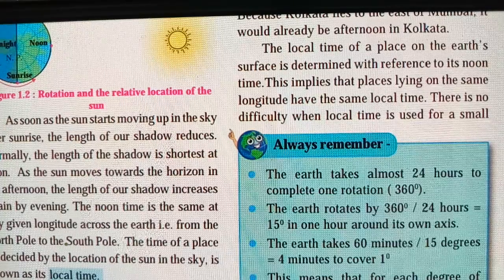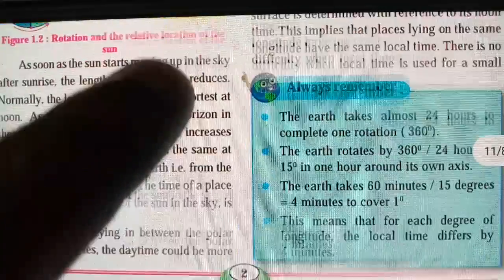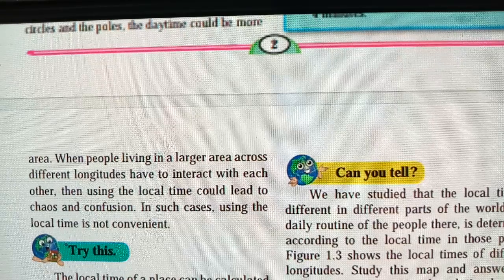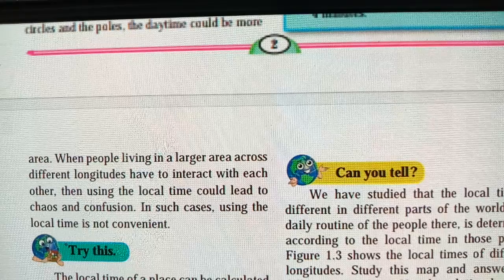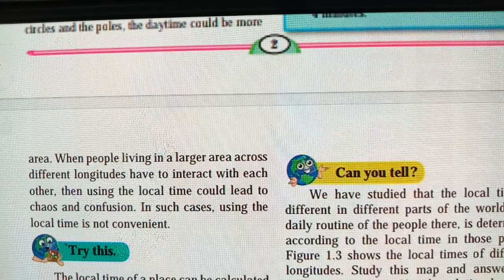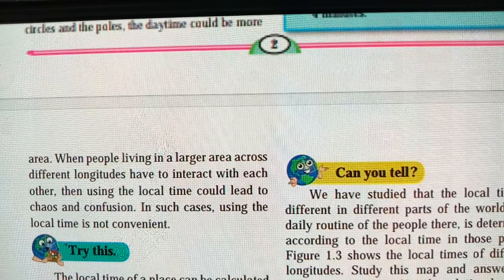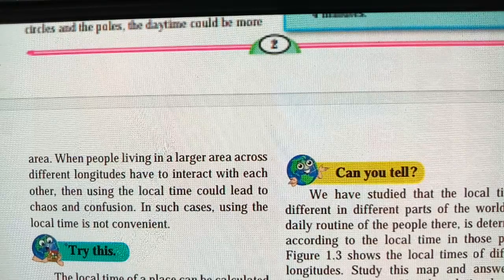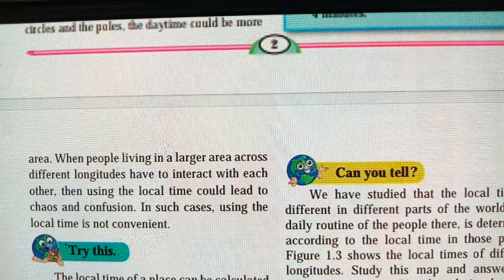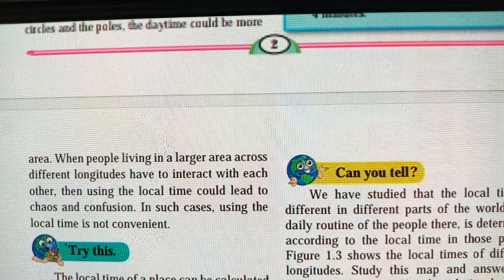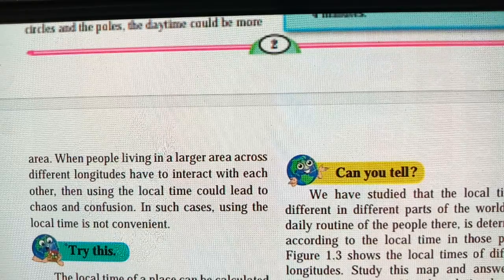There is no difficulty when local time is used for a small area. When people living in a larger area across different longitudes have to interact with each other, then using the local time could lead to chaos and confusion. In such cases, the local time is not convenient. So people living in the same area will have the same longitude, but people living in a different area or different country will have a different longitude as compared to the daytime of sunrise and sunset. So this will not be used as a local time. That will be having different chaos and different confusion about the timing. So in such cases, the local time is not convenient as compared to their sunrises.